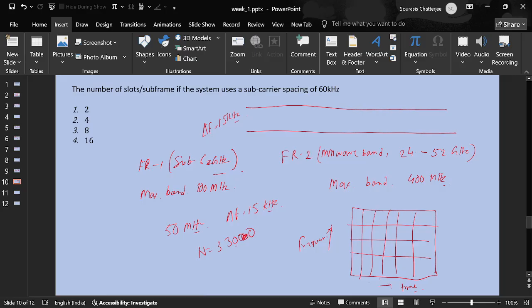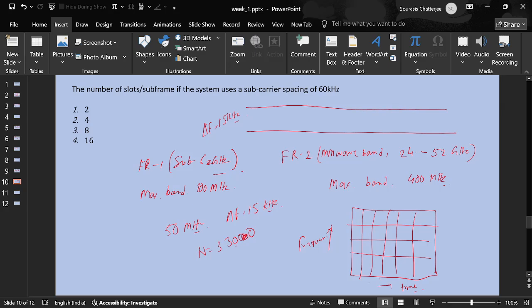So is it possible for the base station to schedule a user on one subcarrier only and the next subcarrier to some other user? Like, can you do it on a per subcarrier basis? No. So how is it being done? Group of subcarriers.